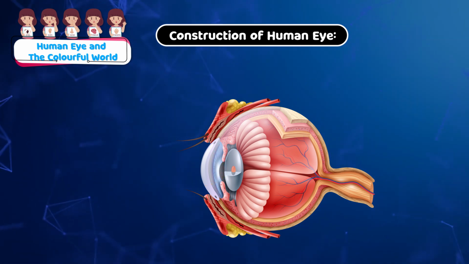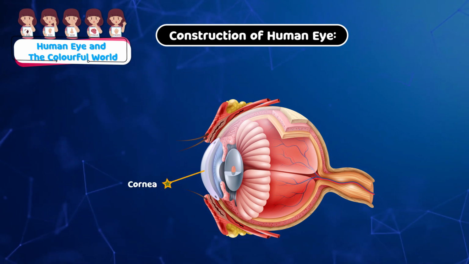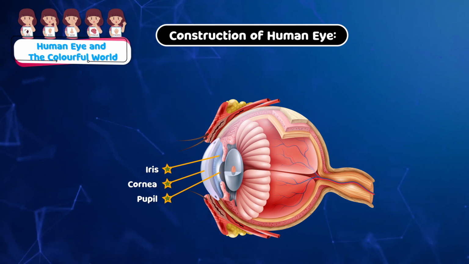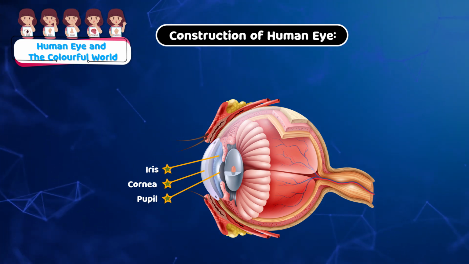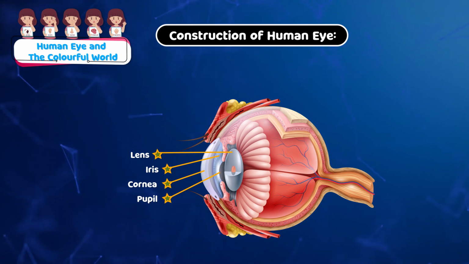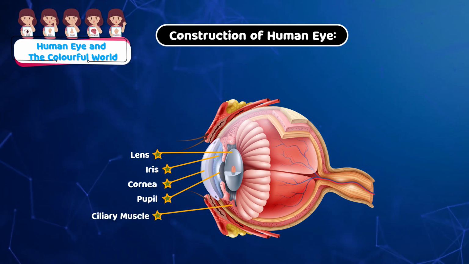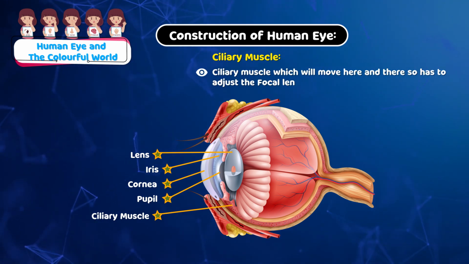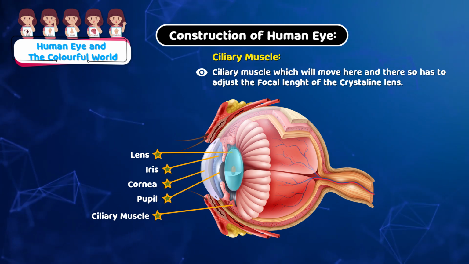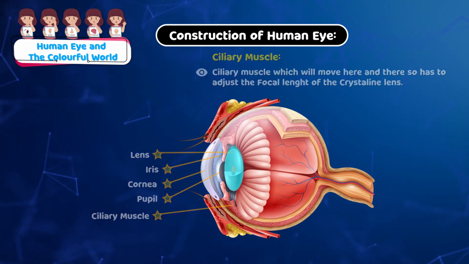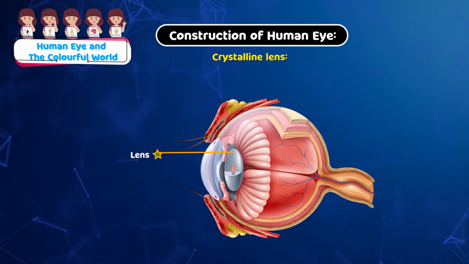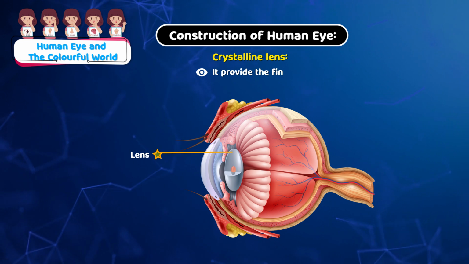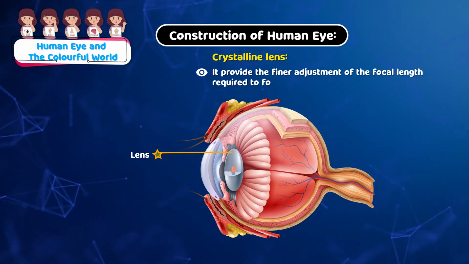Then comes, after entering through the pupil, cornea is the first portion, then light enters through the pupil, and the iris controls the size of the pupil. Behind this diaphragm you have a crystalline lens which is controlled by ciliary muscles. You can see the ciliary muscles in the diagram, which will move here and there so as to adjust the focal length of the crystalline lens. The crystalline lens is just like the lens system of our camera. This crystalline lens will get the image of whatever object you are looking at, and it provides the finer adjustment of the focal length required to focus the objects.